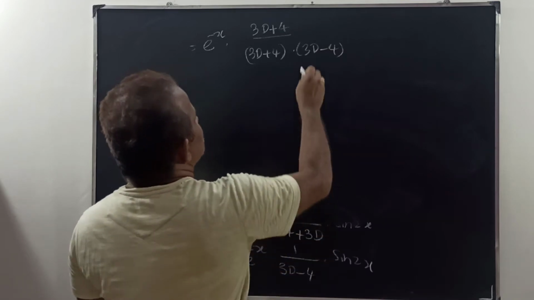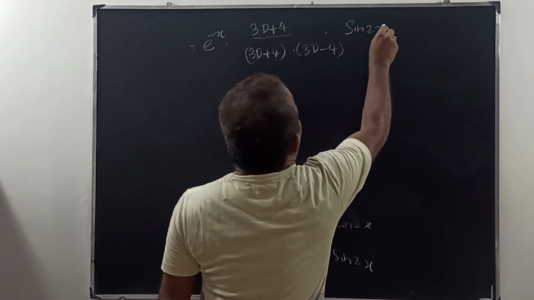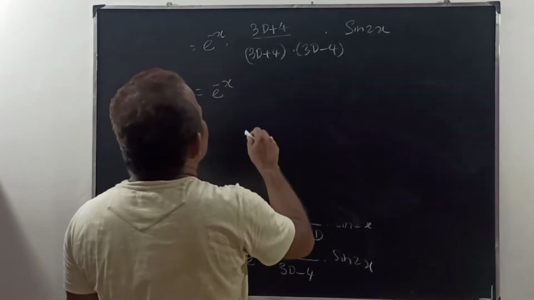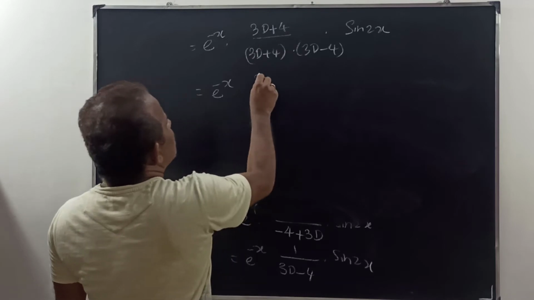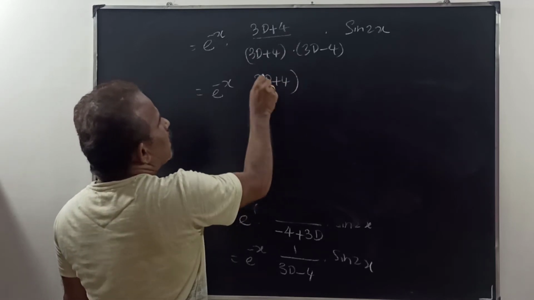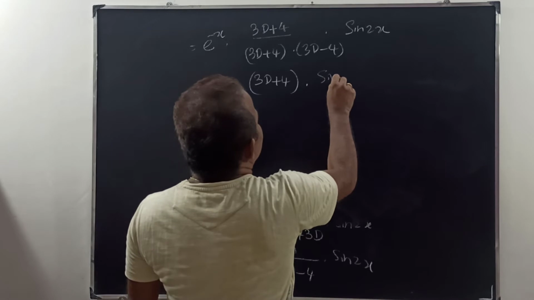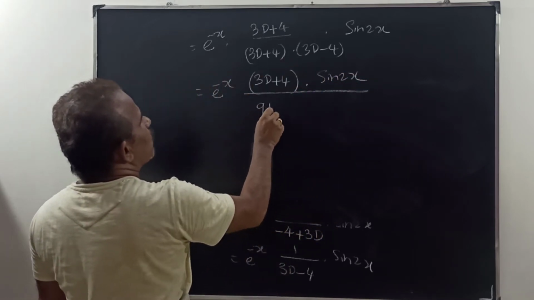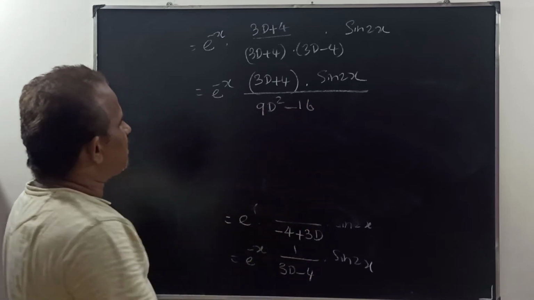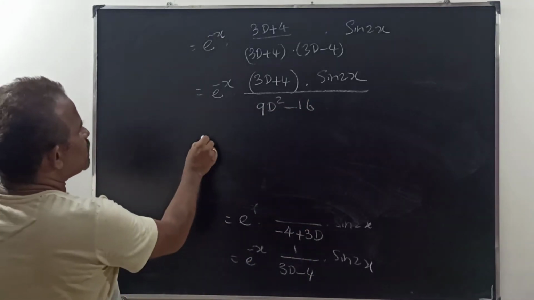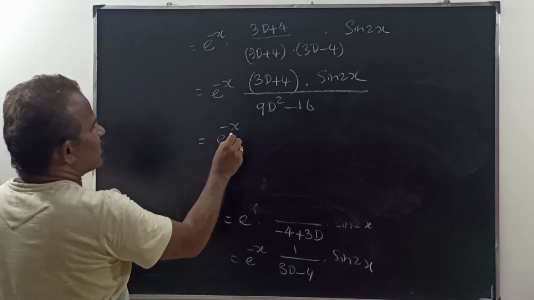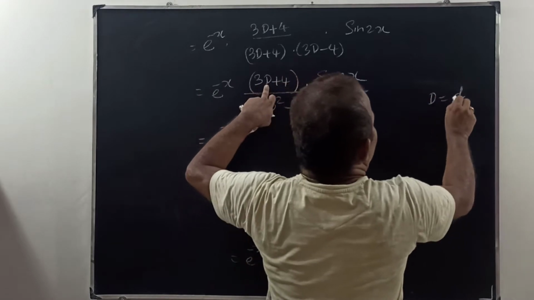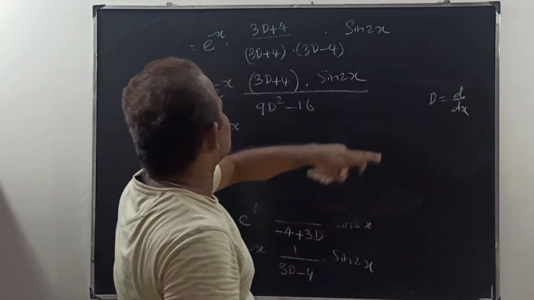3D minus 4 into sin 2x. So therefore again I can write e power minus x into 3D plus 4 into sin 2x divided by 9D square minus 16. This is equal to e power minus x into, D is nothing but d by dx, the differentiation of sin 2x.